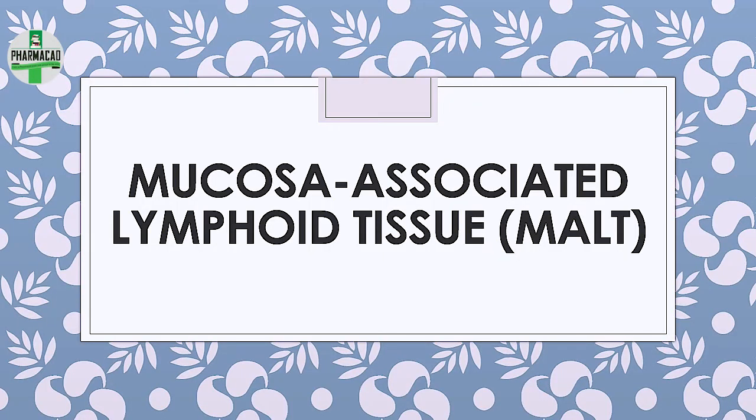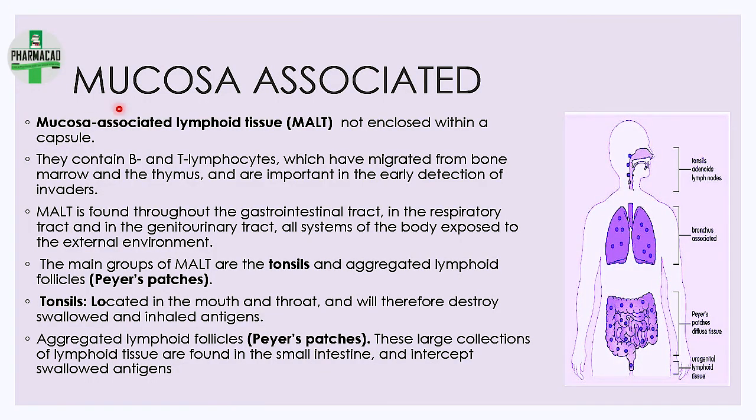Now we come to the last section of the lymphatic system, the last lymphoid tissue, which is mucosa-associated lymphoid tissue, also known as MALT. Let's see what it is. Mucosa-associated lymphoid tissue is not enclosed within a capsule. In capsule, we saw that thymus was in capsule, even lymph node had a covering, but these do not have a covering and they are just placed randomly at various places.